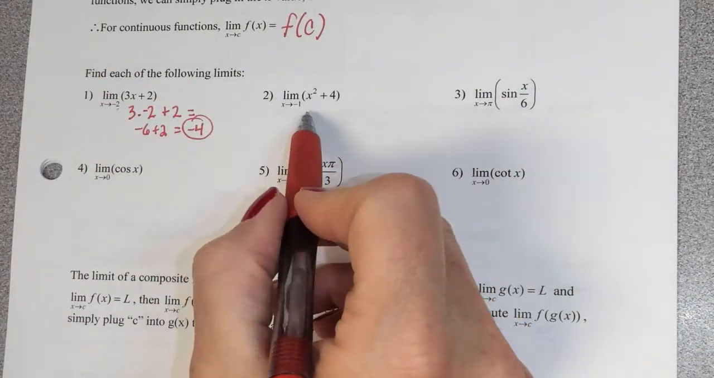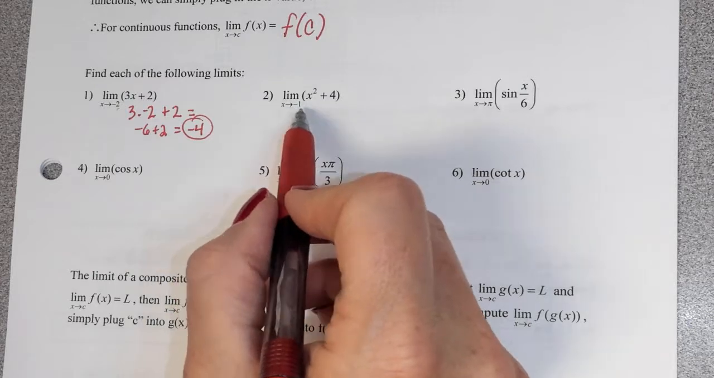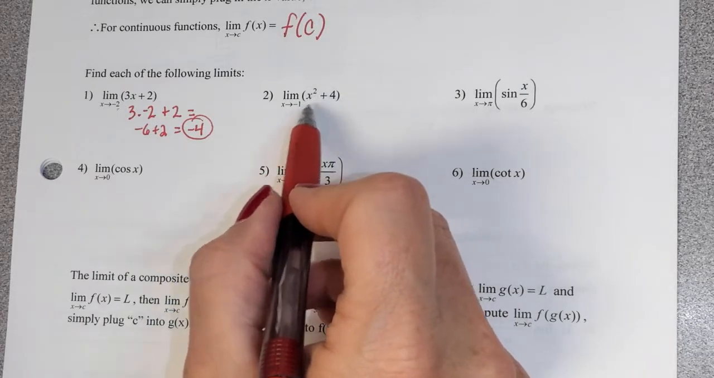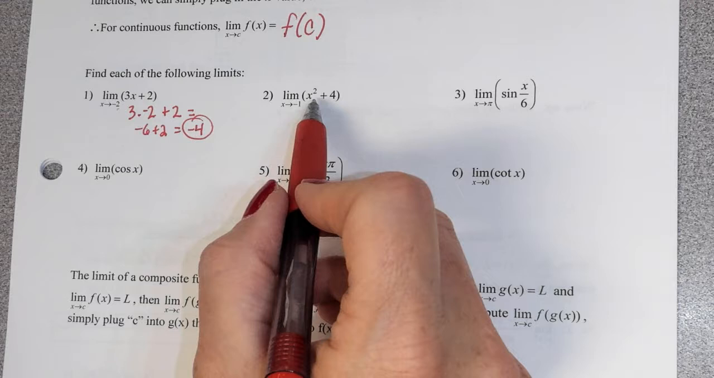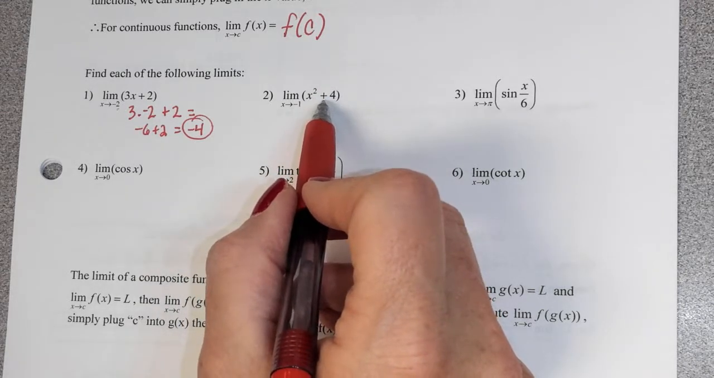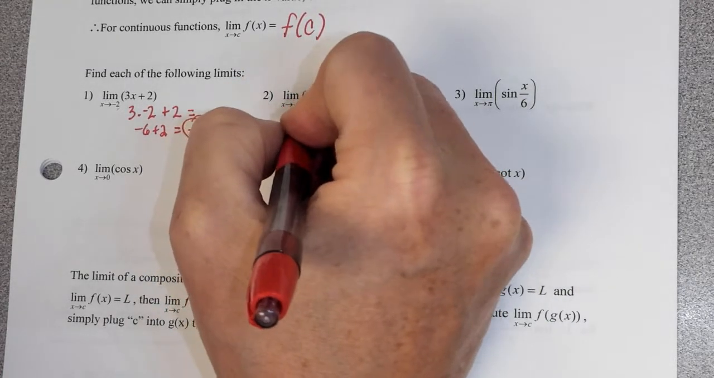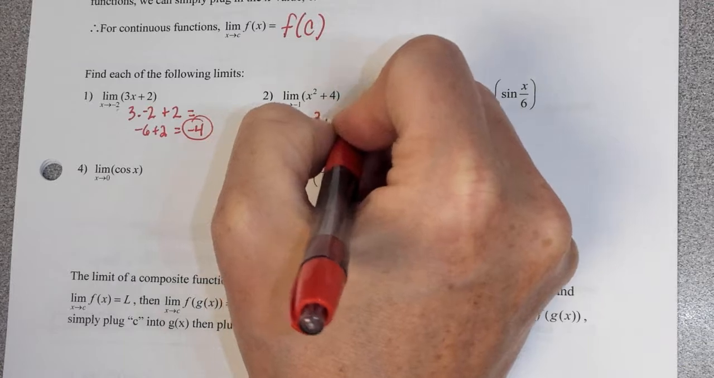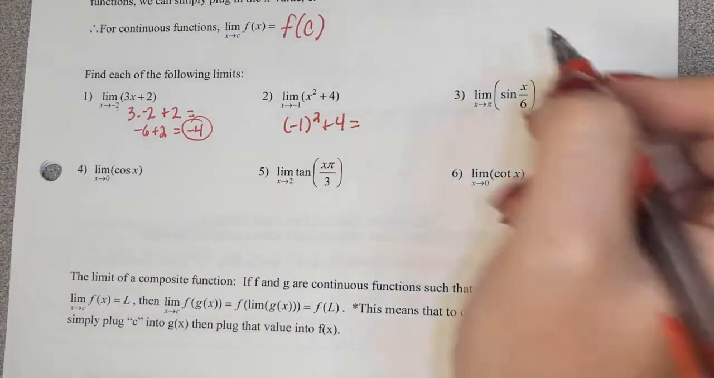All right, number 2. We're finding the limit of this as x approaches negative 1. This is our same function we just did a second ago. Very similar to it. This will be a shift up 4. It's a parabola. It's continuous. All we do is plug in negative 1. What do we get, everybody? 5. 5 is right.